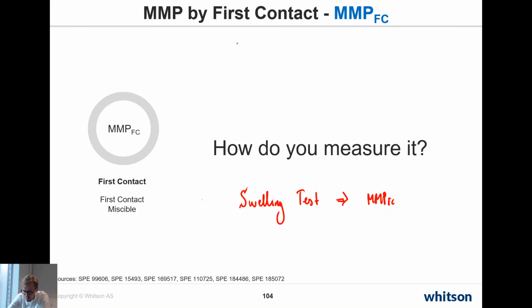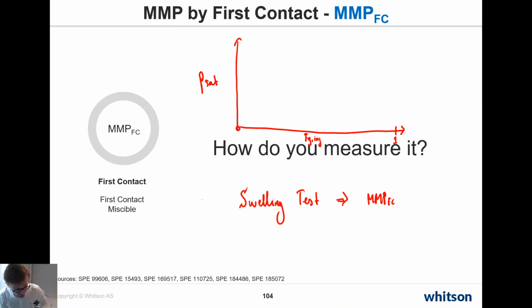So what is a swelling test? We talked about it and we showed it earlier. What you do is you start with the reservoir fluid. You sample a reservoir fluid and you plot the saturation pressure on the y-axis. And on this axis you plot the vapor mole fraction of the injection gas, or the mix of injection gas, that is in the resulting mixture of oil and gas.